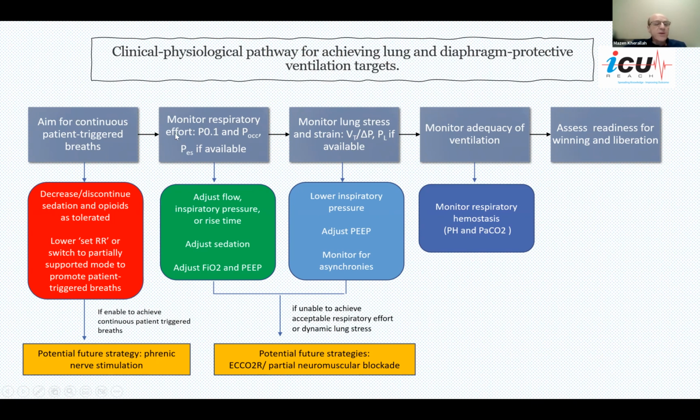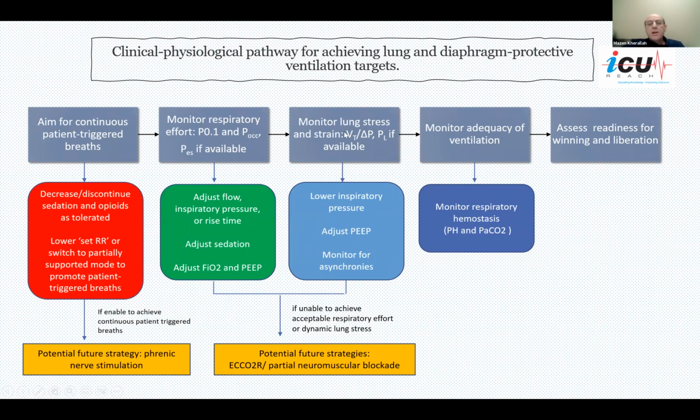So we assess patient-triggered breaths. Number two, we assess the respiratory efforts of the patient. We measure the P0.1 and occlusion pressure. This can be done on any ventilator. Any one of you can do this, and based on that, you can adjust the flow, the inspiratory pressure, or the rise time. You can adjust the sedation and adjust FiO2 and PEEP.